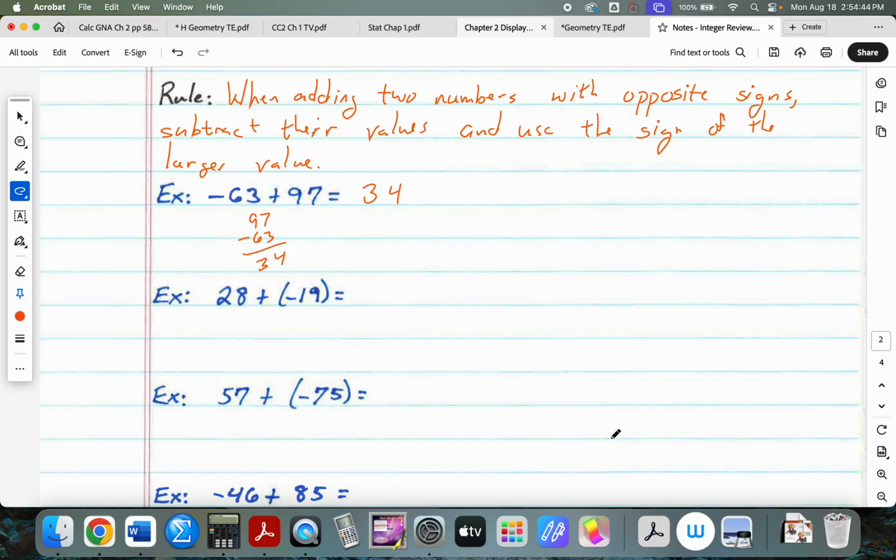For my next example, we have 28 plus negative 19. Is my answer going to be positive or is it going to be negative? Positive. Why? Because the sign with the plus has more than the sign with the negative. Yeah, the 28, which is positive, has a greater value than the 19, which is negative. So we'll subtract 28 minus 19, which is 9. So my answer is just 9.